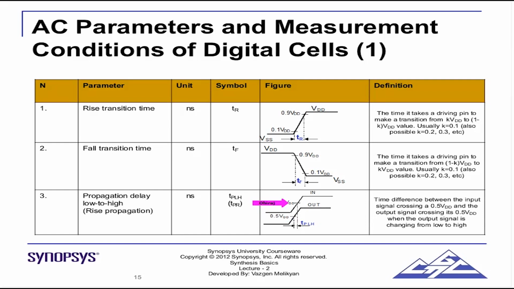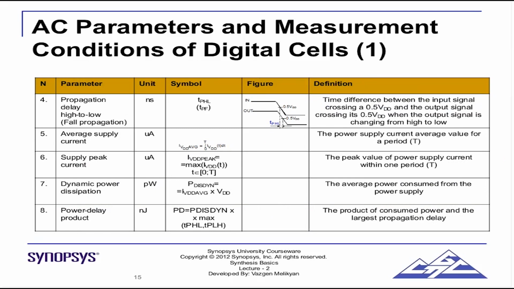from the input reaching 0.5 VDD is called tPLH, or propagation delay high, because output is going high. tPHL would be when output is going low. So this is the time difference between the input signal crossing 0.5 VDD, and correspondingly the output signal crossing 0.5 VDD when the output signal is changing from low to high. Propagation delay from high to low is similar, just the polarity is different. So whenever the output signal is going low and crosses 0.5 VDD, from that we subtract the time at which input crosses 0.5 VDD.